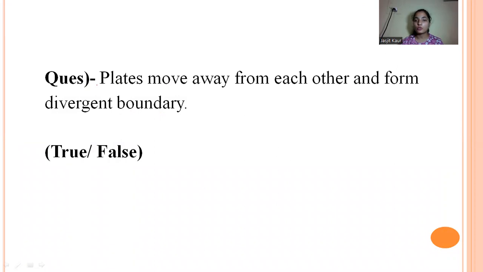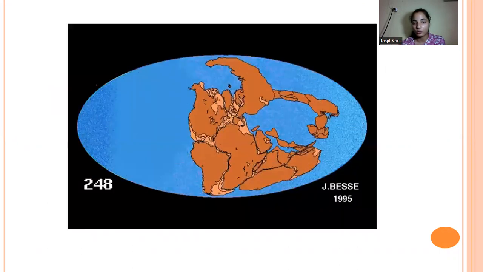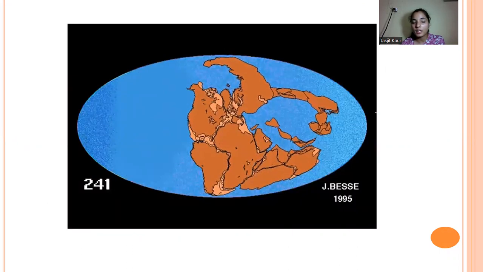So now here is one more question for you. Plates move away from each other and form a divergent boundary. Is this statement true or false? You have to read the statement carefully and then answer it in the comment section, whether this statement is true or false. So now moving forward, I will be showing you one GIF related to one particular thing. First you have to observe this GIF and then tell me what things are being shown here or what you have observed from this particular short video. Okay, so observe it very carefully.